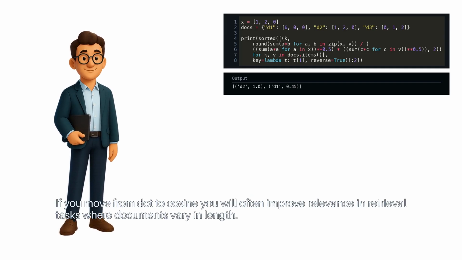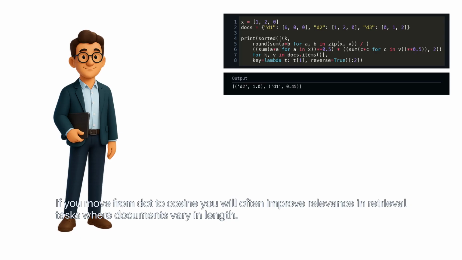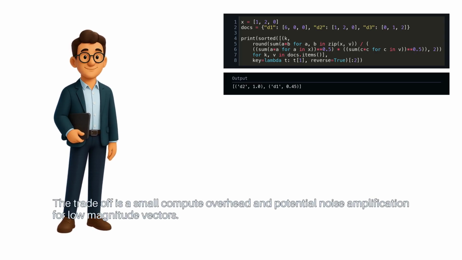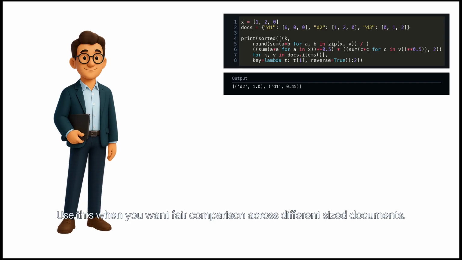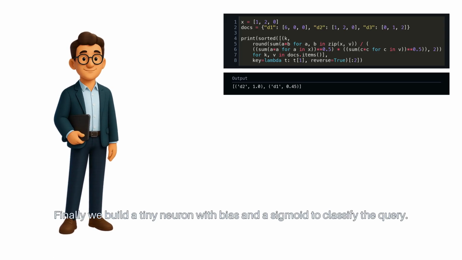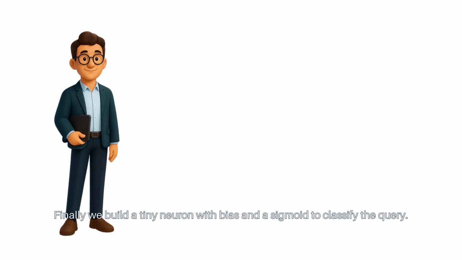If you move from dot to cosine, you will often improve relevance in retrieval tasks where documents vary in length. The trade-off is a small compute overhead and potential noise amplification for low-magnitude vectors. Use this when you want fair comparison across different size documents. Finally, we build a tiny neuron with bias and a sigmoid to classify the query.